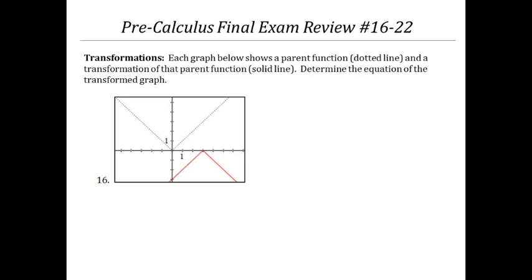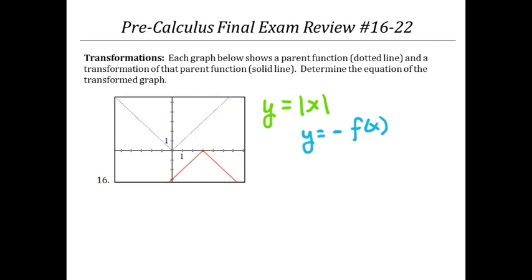So first of all, looking at my parent graph, I notice that the function here is y equals absolute value of x. And to this parent function, we've made two transformations. First of all, the parent function has been reflected over the x-axis. And when we reflect a function over the x-axis, that transformation looks like y equals negative f of x. We're going to take whatever our function is and put a negative in front of it to cause that vertical reflection.